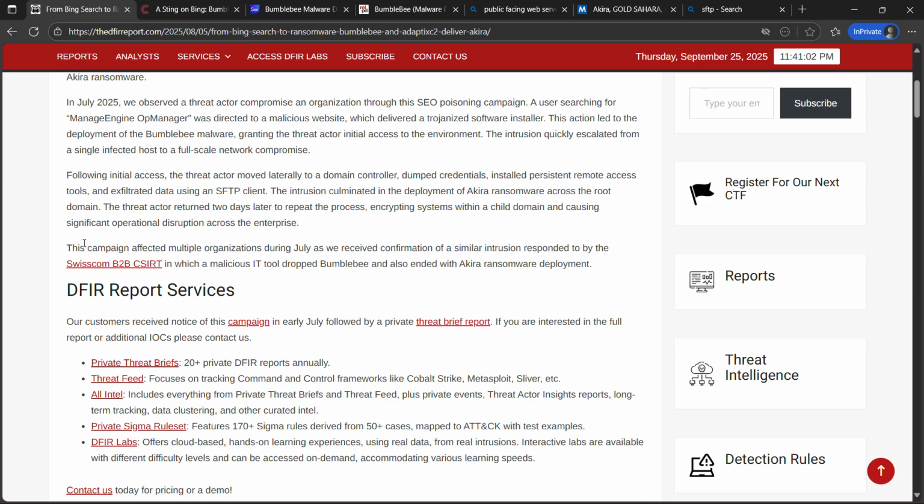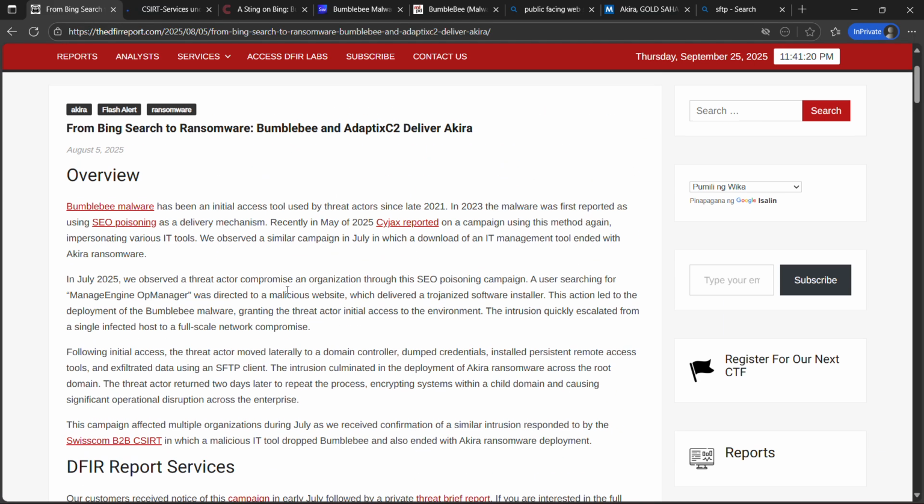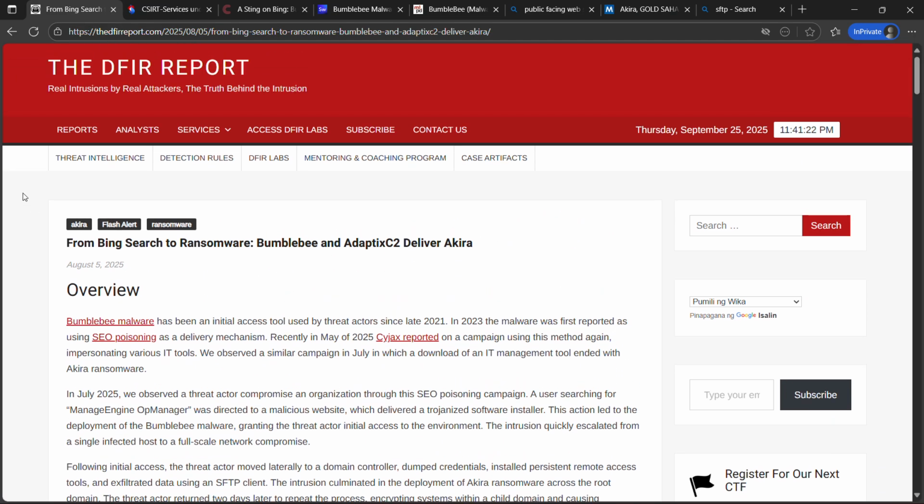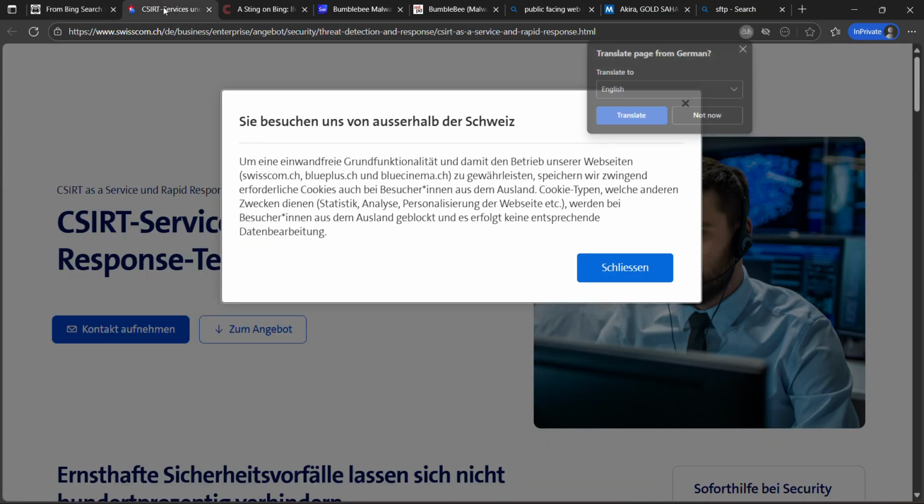Okay. The campaign affected multiple organizations during July as we received a confirmation of a similar intrusion responded to by the Swisscom B2B CSIRT, in which a malicious IT tool dropped the Bumblebee and also ended with AKIRA ransomware. So it's basically the same thing, and they're trying to use this attack to attack different enterprises and corporations.